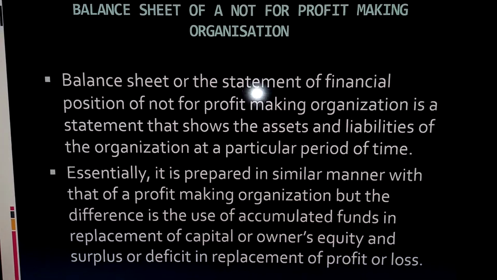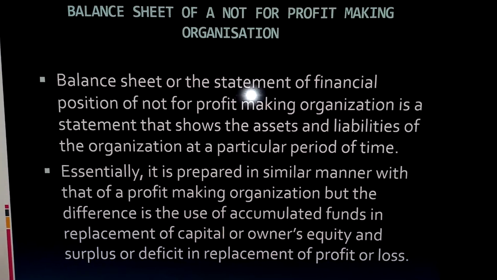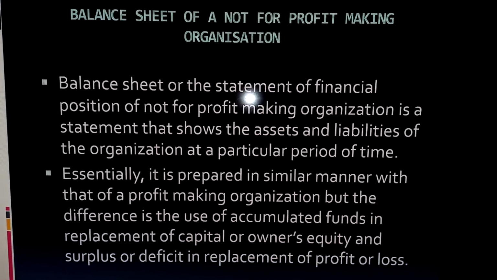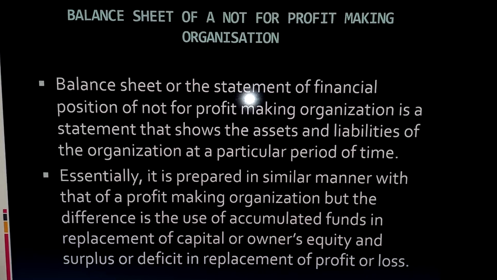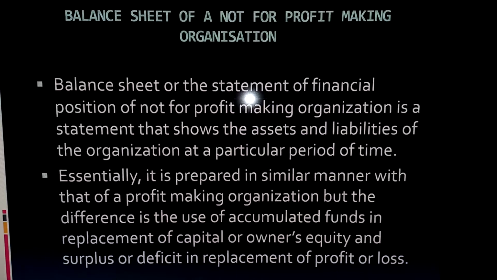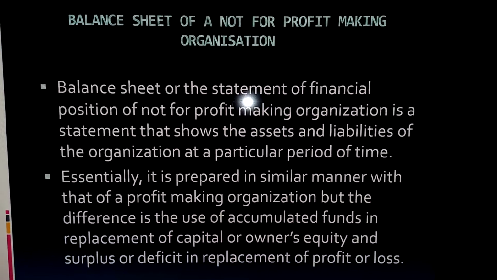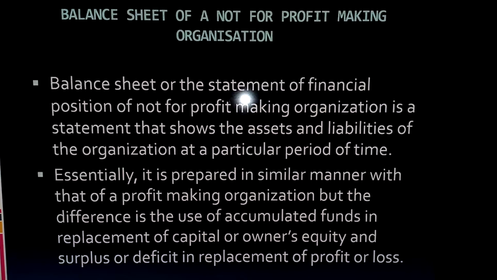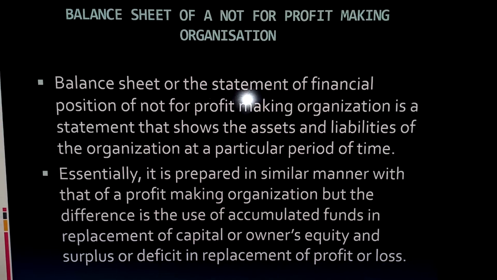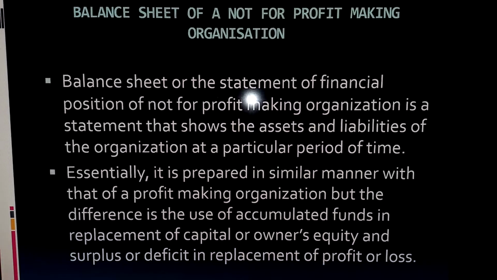Now, the balance sheet of a not-for-profit making organization is the same thing as the profit-making organization. The only difference is that you don't use capital, you use accumulated fund. You don't use owner's equity, you use accumulated fund. You don't use shares, you use accumulated fund. Do you understand? And then your profit is not called profit, you use surplus. Your loss is not called loss, you use deficit.